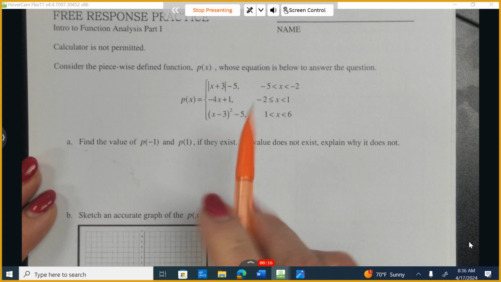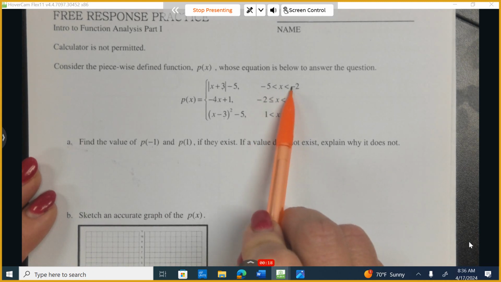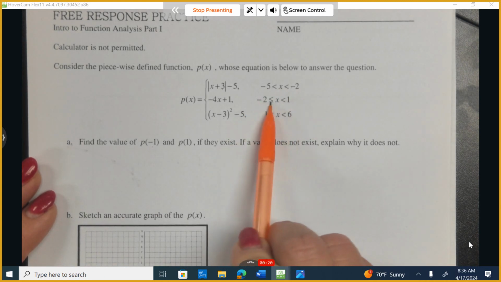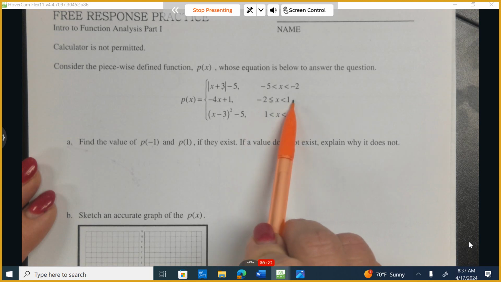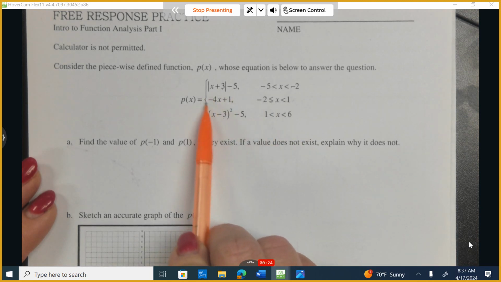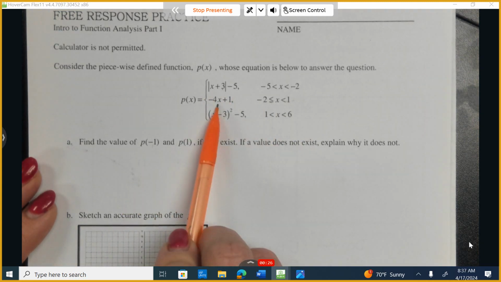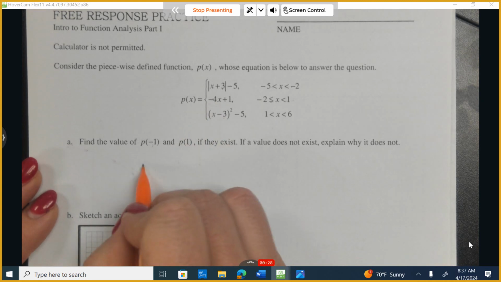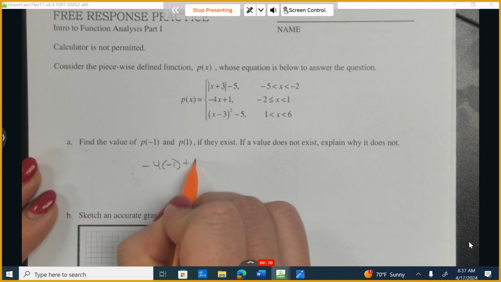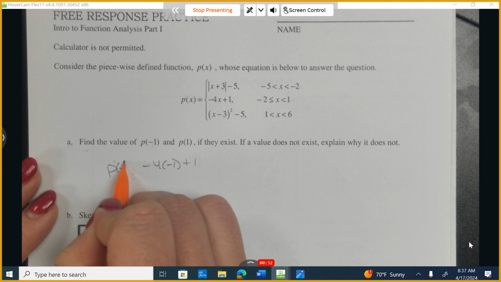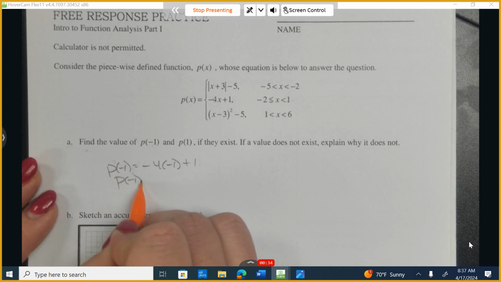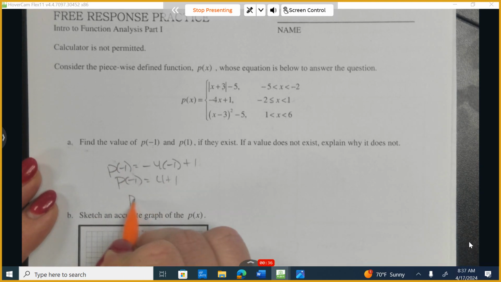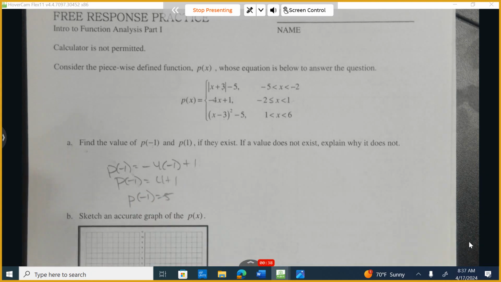So let's see, where does -1 go? Well, -1 is not in between -2 and 5. -1 is here. It's in between -2 and 1. So I'm going to come to this piece of the equation, and I'm going to substitute a -1 for an x value. And p of -1 is 4 plus 1. P of -1 is 5. Did you also have that? Anybody here? Yes? Okay.